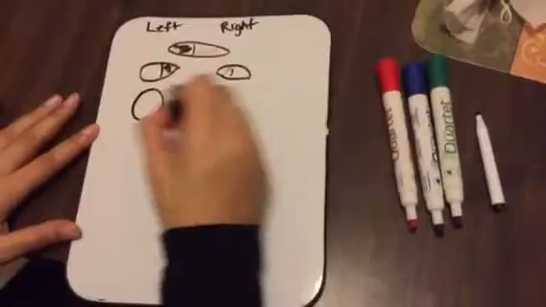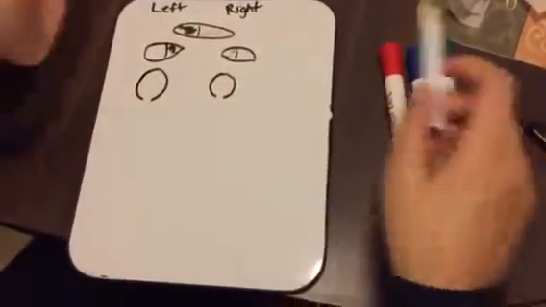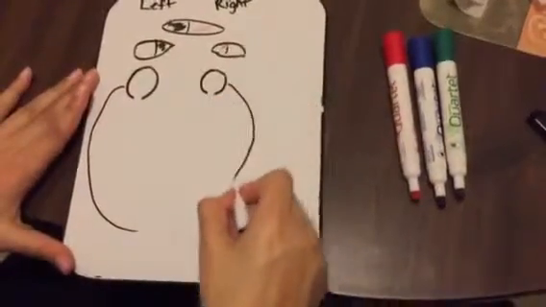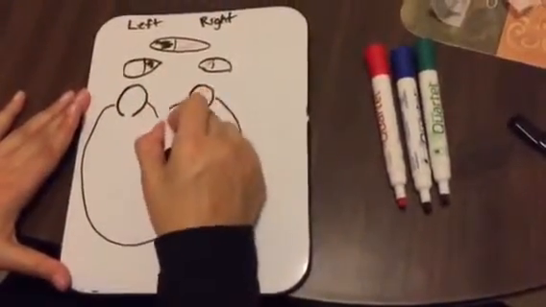You see something and it gets processed. And what you see on the left side ends up getting processed by the right side of the brain, which I'll draw now, and vice versa. So that's your brain.